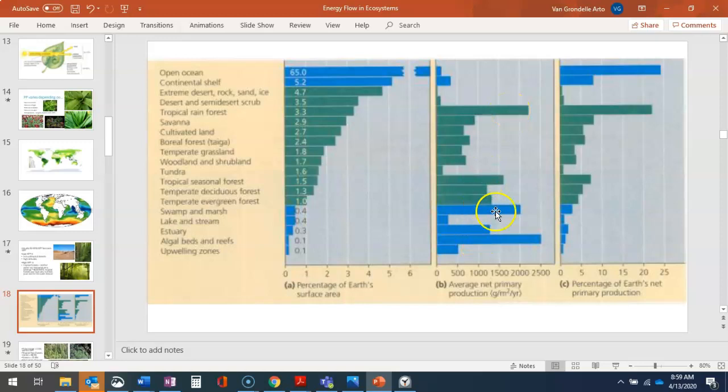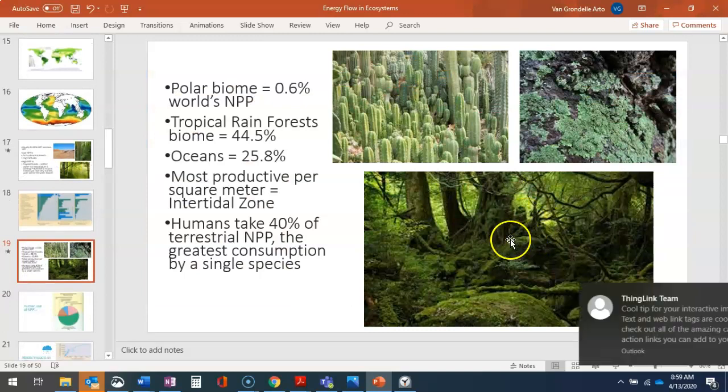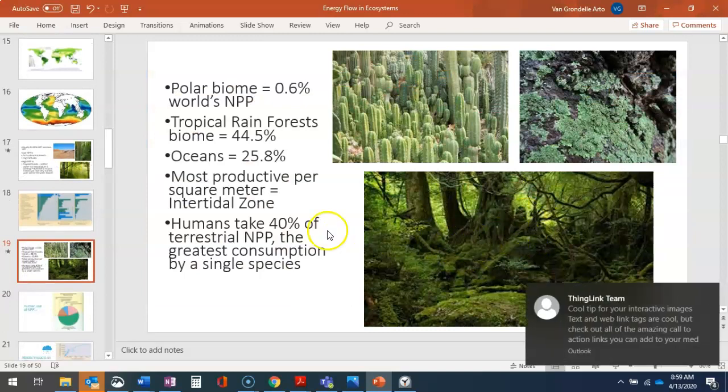Mangroves, I always want to see mangroves because mangroves are extremely productive. So it says swamp and marsh there. And that should be it. And then it goes into some nice different biomes. Okay, that's it for now.